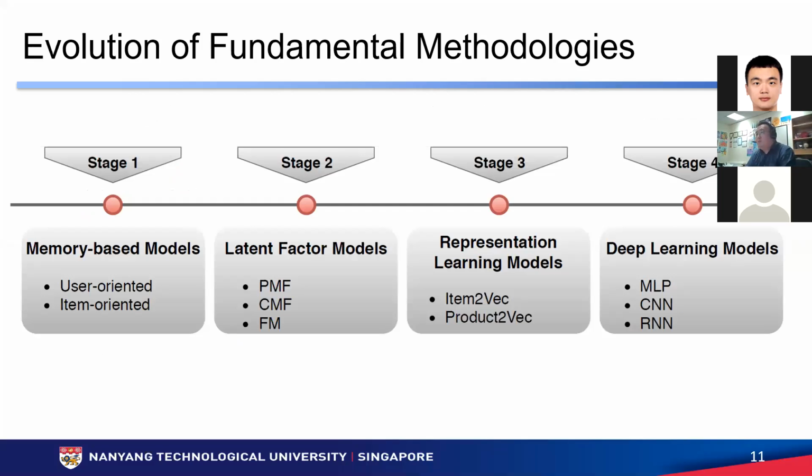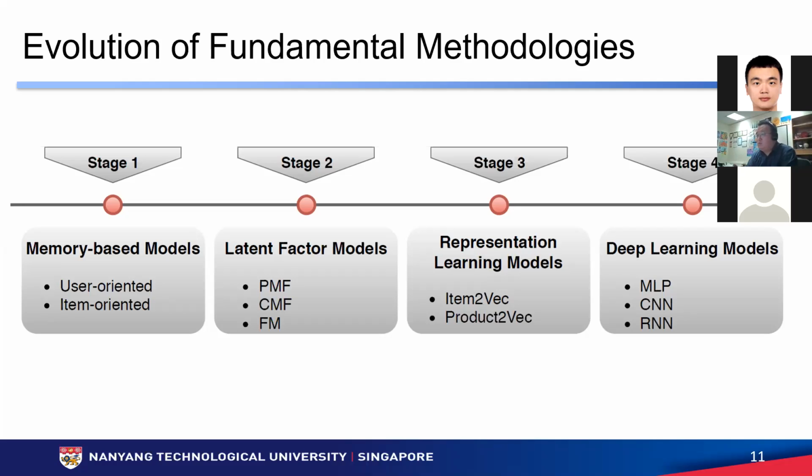And if we are talking about the fundamental methodologies for leveraging side information, they evolved through different stages. In the early stage, it was mostly memory-based models. They could be either user-oriented or item-oriented. User-oriented finds similar users. Item-oriented finds similar items. And then these memory-based models evolved to latent factor models. Those latent factor models try to characterize users and items by a number of latent features. For example, probabilistic matrix factorization, collaborative matrix factorization, factorization machines, and these kinds of methods.